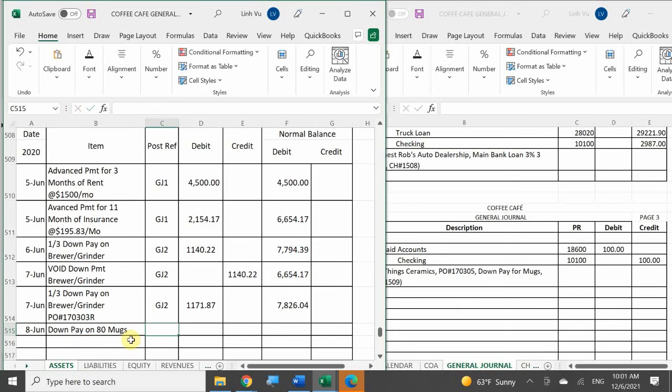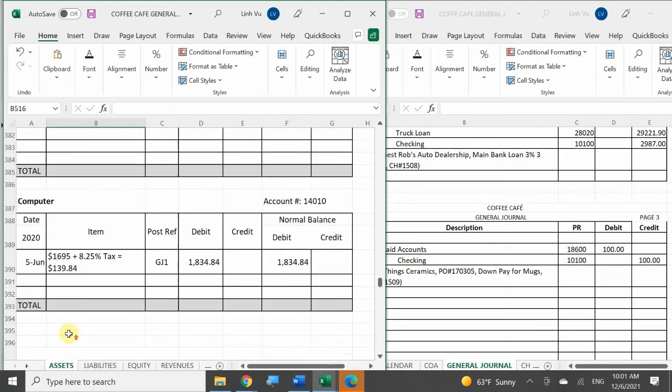Okay. General journal number 3, because we started a new one, and it was for $100. So therefore, I should now have $7,926 in my prepaid accounts.